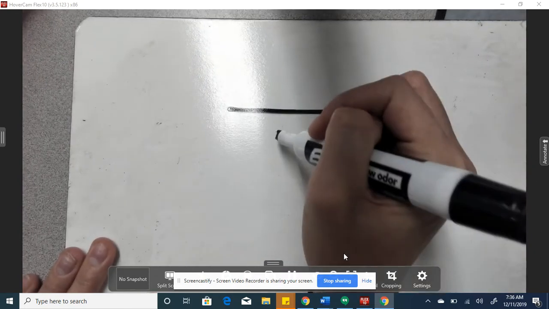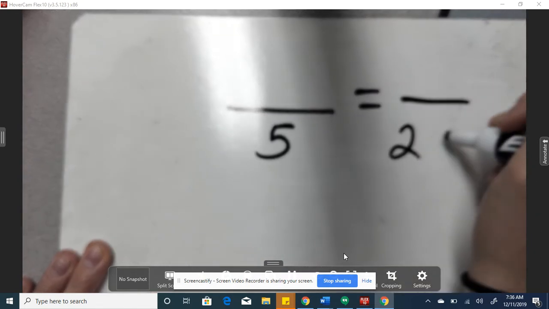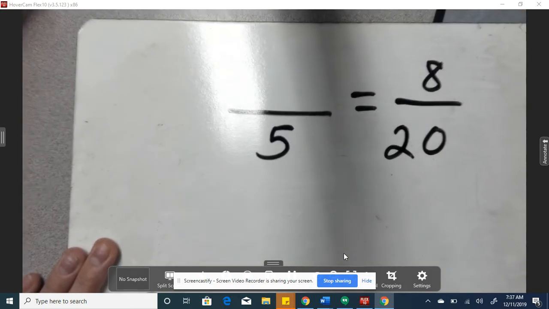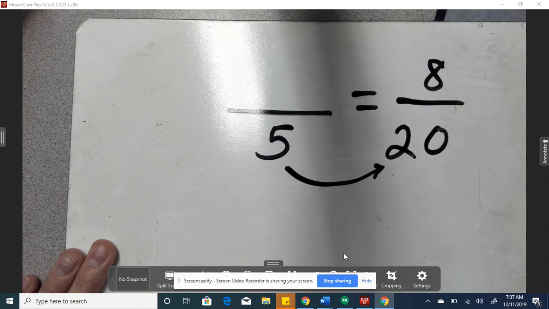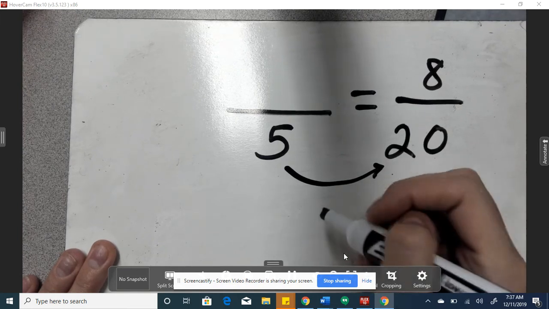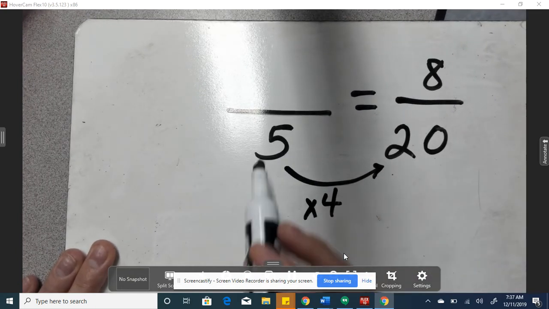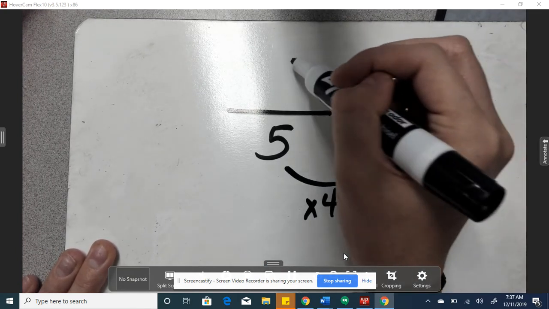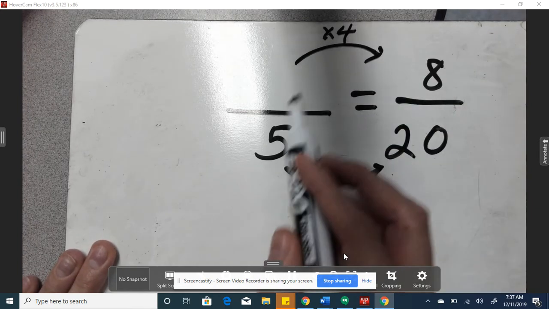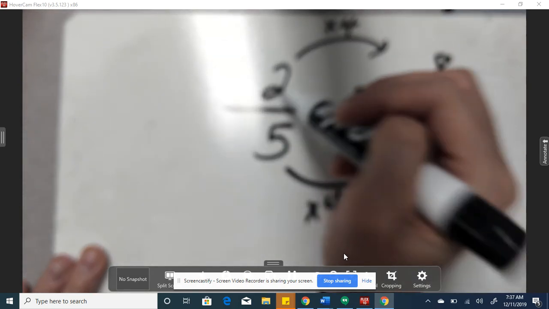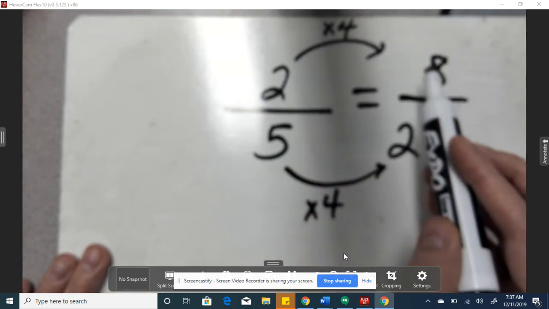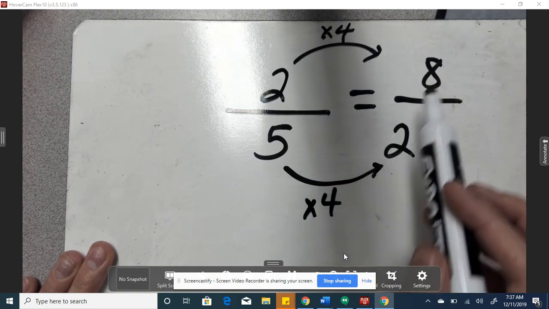Last one, and then we'll be done. If you had a missing numerator in the first fraction, let's think. 5 times what can get us to 20? 5, 10, 15, 20. So we had to count by 5 4 times. 5 times 4 is 20. So what can we multiply by 4 to get to 8? We know that 2 times 4 is 8, so our missing numerator is 2. 2 times 4 is 8, so 2/5 is equivalent to 8/20.